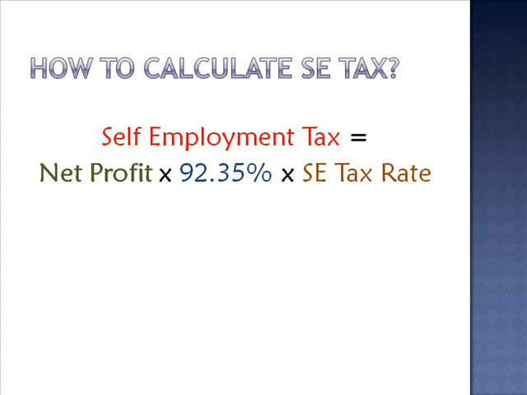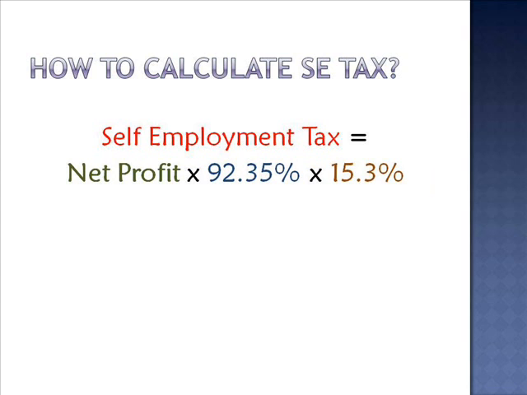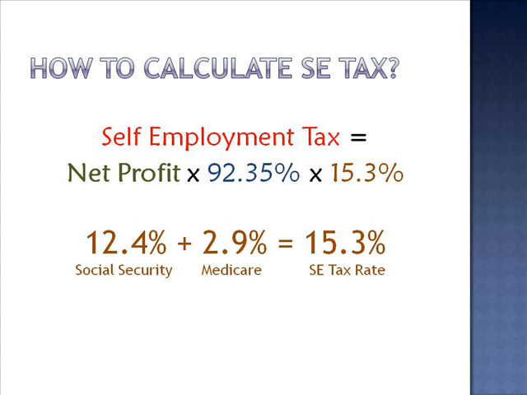Self-employment tax is calculated by taking 92.35% of the total net profit and multiplying it by the current self-employment tax rate. Traditionally, that rate is 15.3%. That rate is a combination of the 12.4% Social Security tax and the 2.9% Medicare tax.